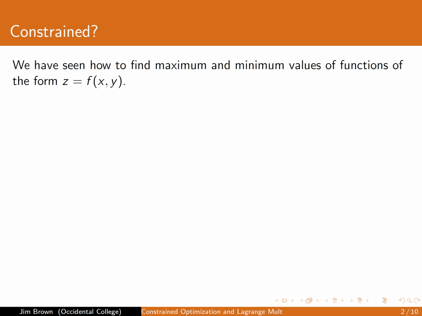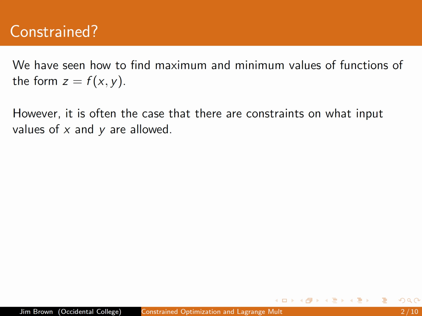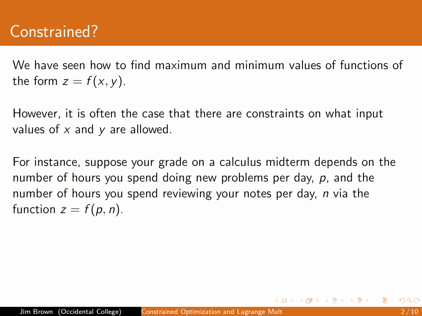If I have a function that looks like z is equal to f of x y, we saw how to find the critical points and then use the second derivative test to check whether we had a maximum or a minimum. But we really didn't put a lot of requirements on that. In real world problems, it's often the case that we can't just plug in any x or y for our function, that there are constraints on the possible x and y's that will work. So let's think of an example of this.